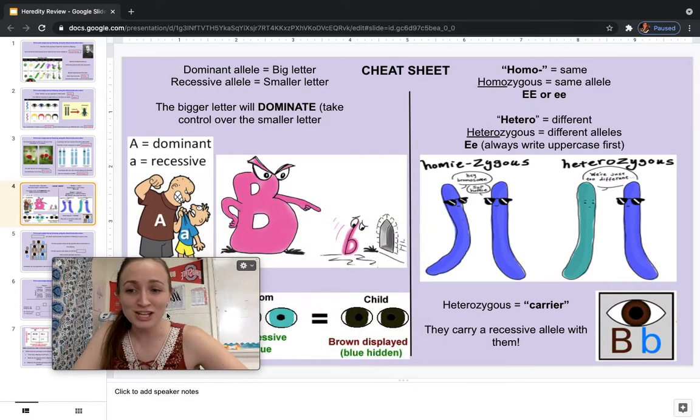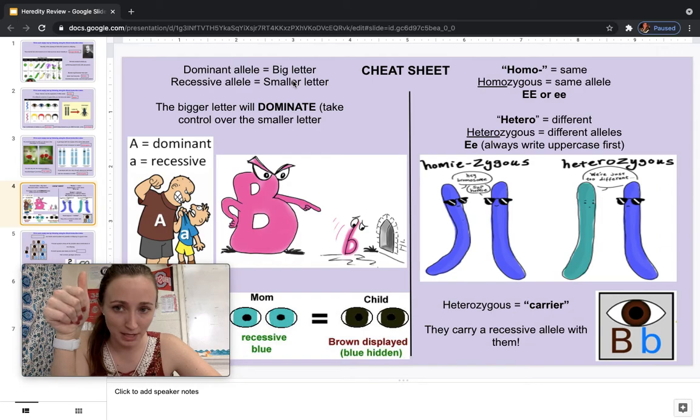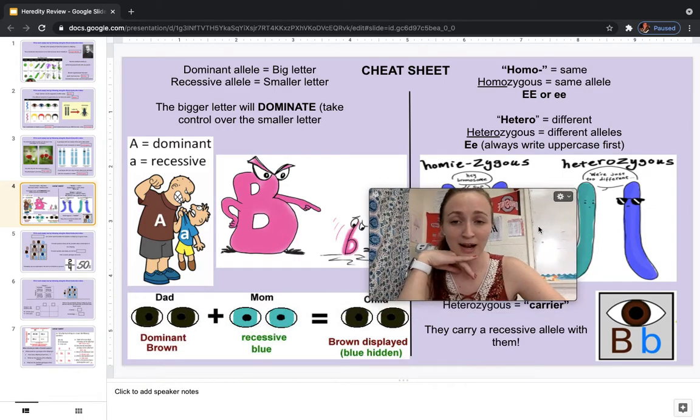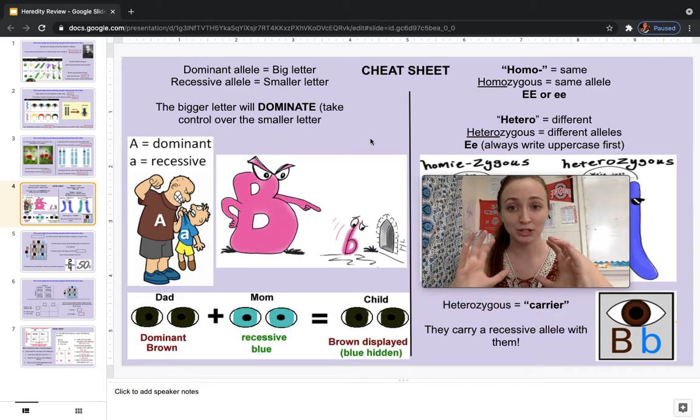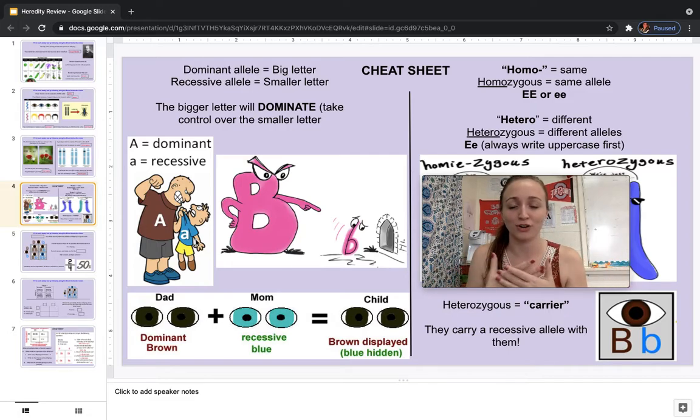Here's your beautiful cheat sheet. I really like this one personally. Again, just a reminder, the dominant allele is the big letter, recessive is the small letter. Anytime there's just one dominant allele around, one big letter, it's going to literally dominate or take control over the smaller letter. Think of it like the capital A, the dominant allele, is a really big, strong person, and it can easily beat up this recessive allele. The recessive allele will never win against the dominant allele, right? So the recessive can only take over the phenotype if there are no big letters around. So they can kind of be hidden, which we're going to talk about in a second.